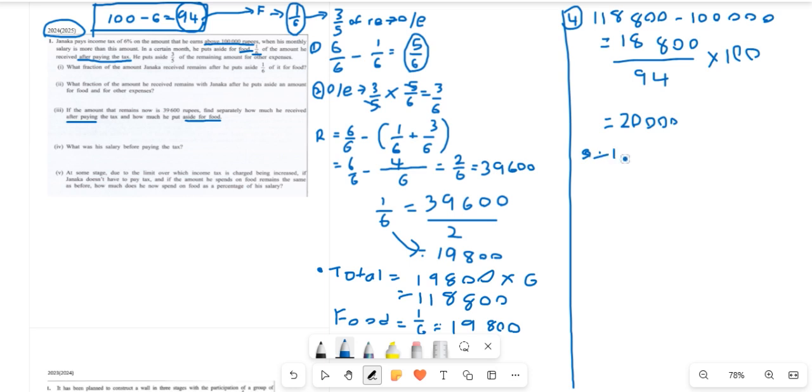Already he had 1 lakh. He had paid income tax only on the 20,000. Then 1 lakh plus 20,000, his salary might be 120,000. Okay.